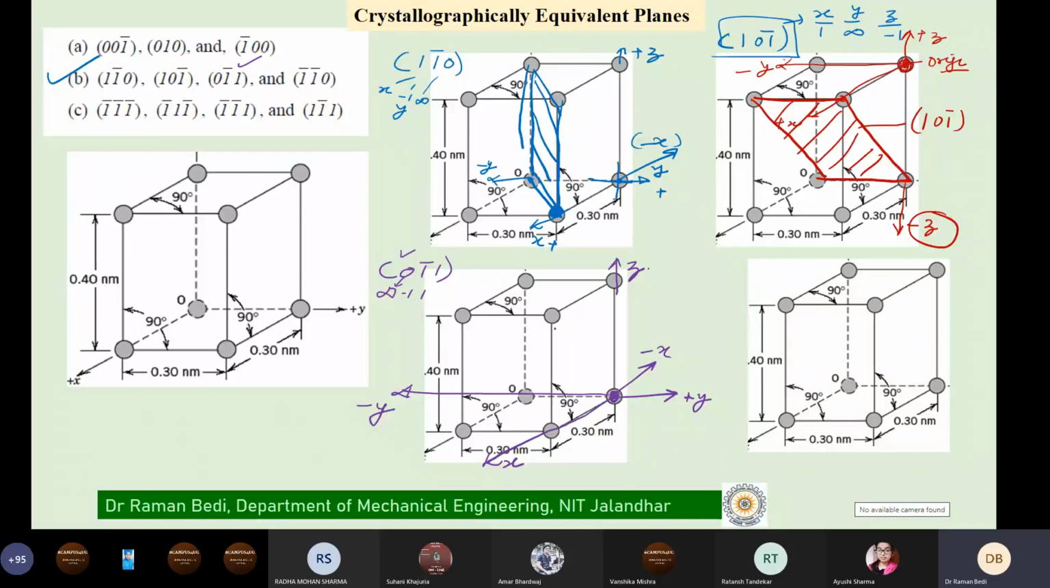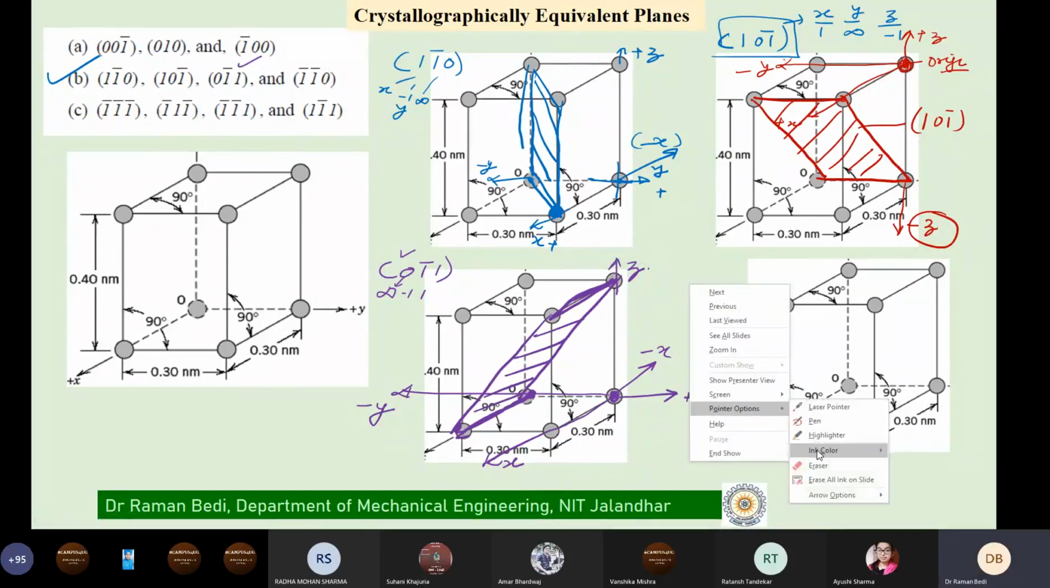It will be parallel to the x-axis, intercept of minus 1 on y. It is an intercept of minus 1 on y here, intercept of plus 1 on z, and the plane is this. So this is the plane which we say is represented by your 0, 1 bar 1. So this plane represents the 0, 1 bar 1 plane here. Is it clear?